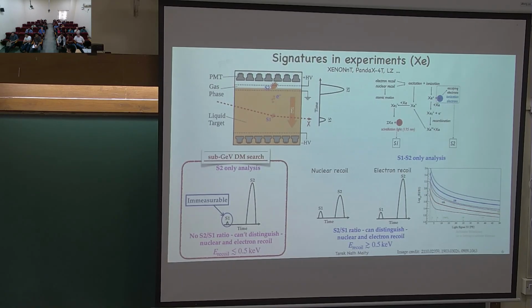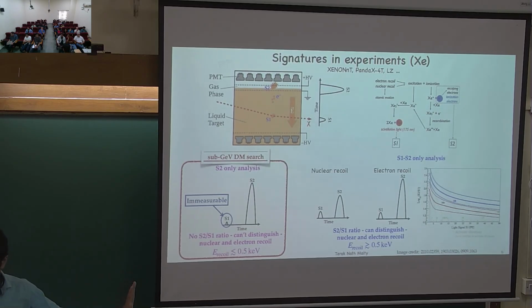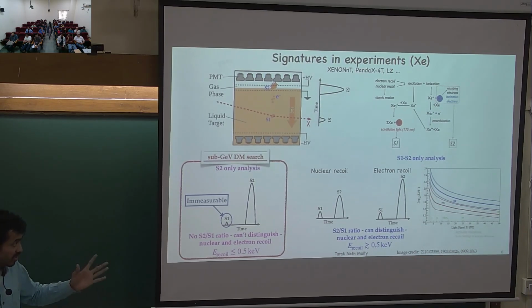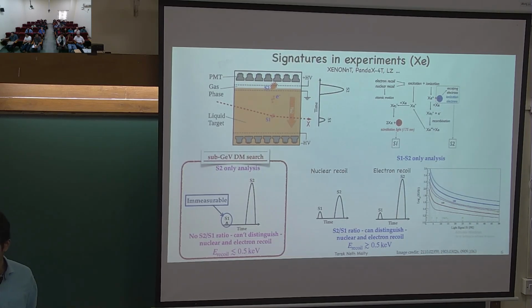Okay. So essentially, the point here is that if you do this S2 analysis, while you could do dark matter searches, your experiment loses the capability to separate between nuclear and electron recoil, because you just cannot measure it, so you don't have the ratio of S2 and S1, and your experiment just cannot separate it.